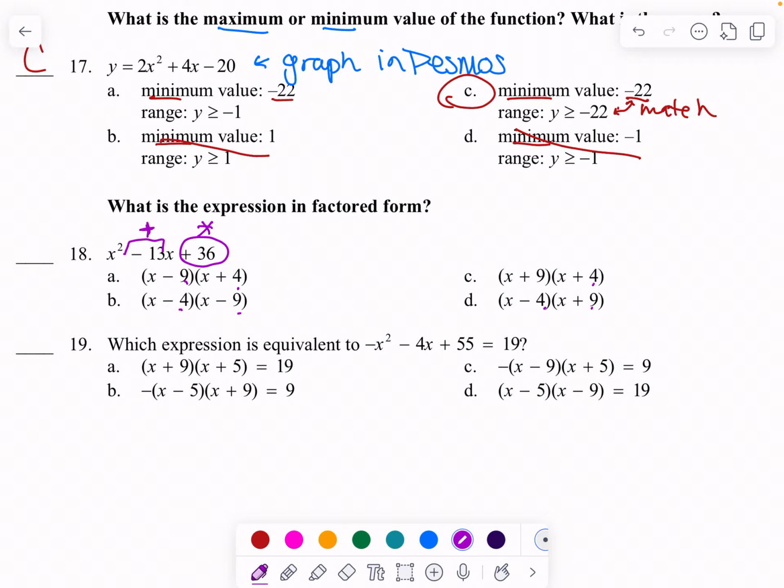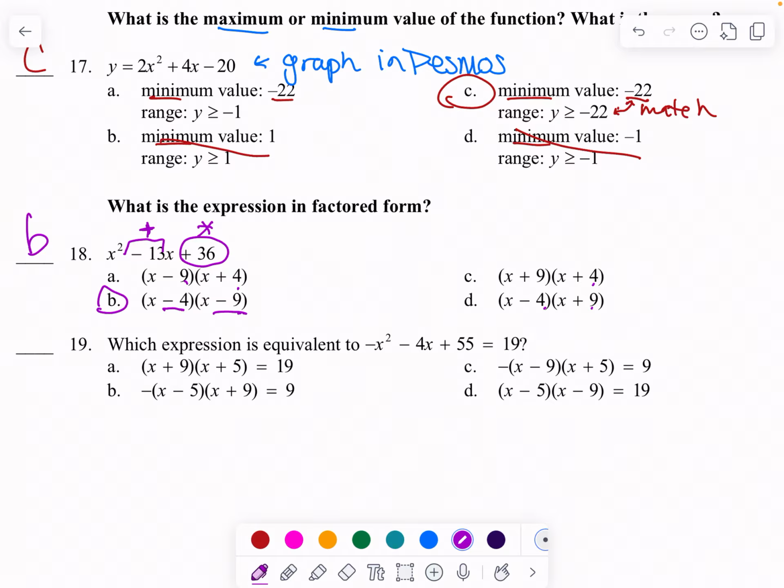Another way of doing it that we did in class is we graphed it, but we had to remember opposites. You have to remember the opposites.